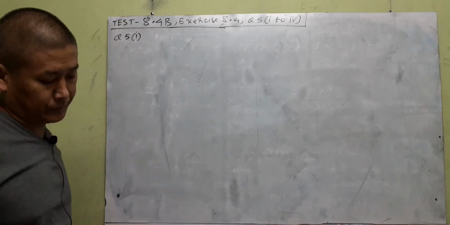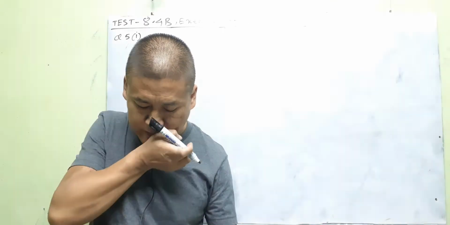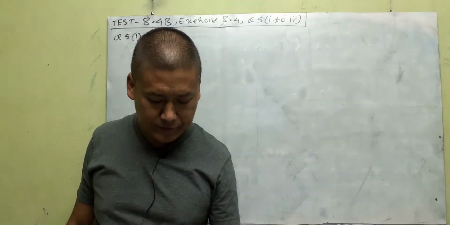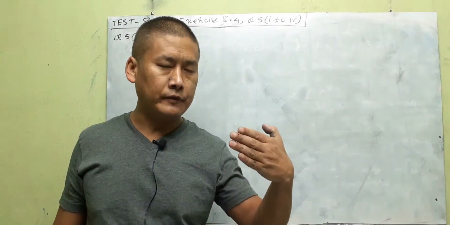Subheading 1 then. Let me read the question once. Prove the following identities where the angles involved are acute angles for which the expressions are defined. So we have to prove that the left hand side and the right hand side expressions are equal by using the trigonometric identities that we have done in the last class. Number 1: the left hand side is (cosec theta minus cot theta) whole square, equal to (1 minus cos theta) by (1 plus cos theta).